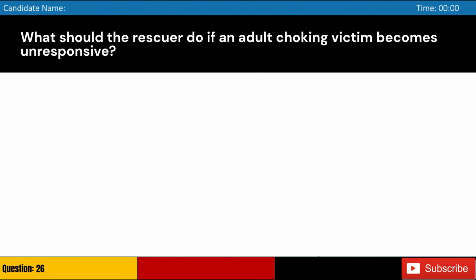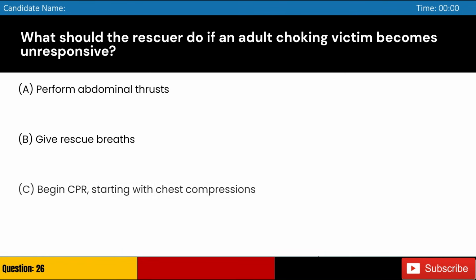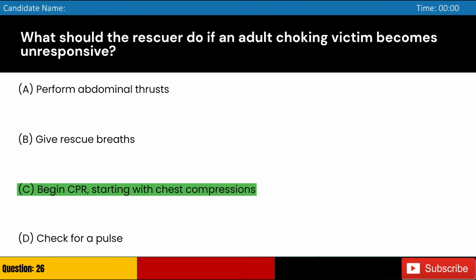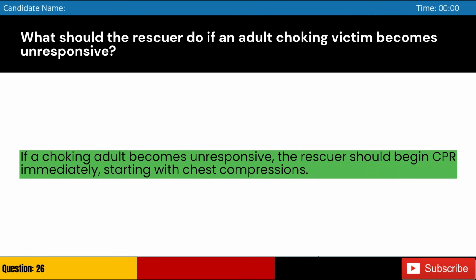What should the rescuer do if an adult choking victim becomes unresponsive? A. Perform abdominal thrusts. B. Give rescue breaths. C. Begin CPR, starting with chest compressions. D. Check for a pulse. Answer C. If a choking adult becomes unresponsive, the rescuer should begin CPR immediately, starting with chest compressions.